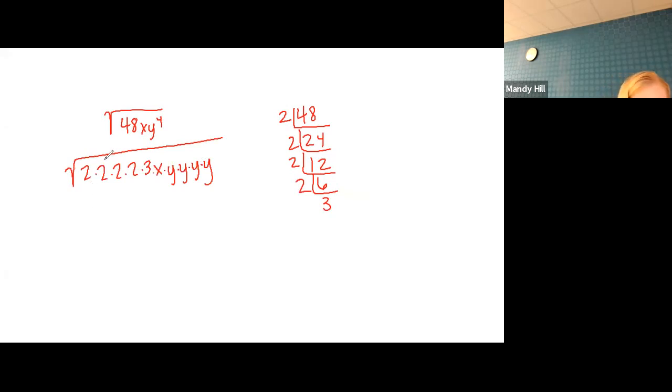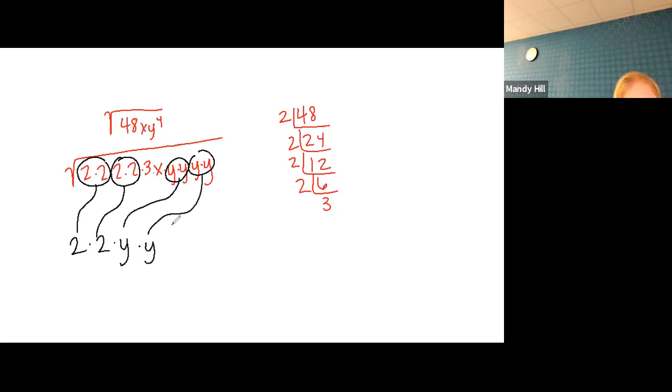We are going to circle the things that we have pairs of. Those things get to be pulled out in front of the radical. And then underneath the radical is going to go the things that don't have a pair. So the 3 and the x would stay underneath the radical. 2 times y times y, 4y squared times the square root of 3x.